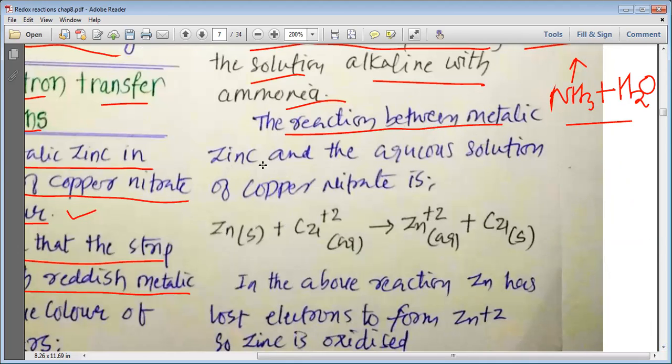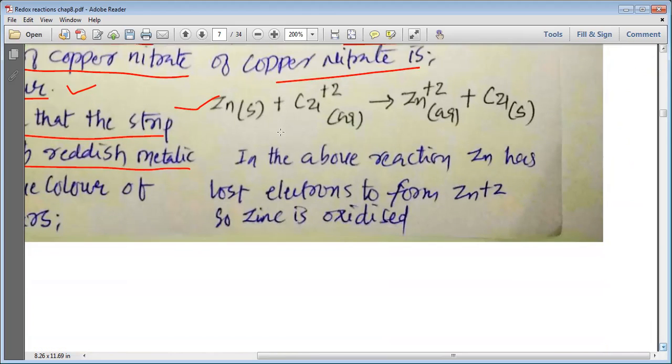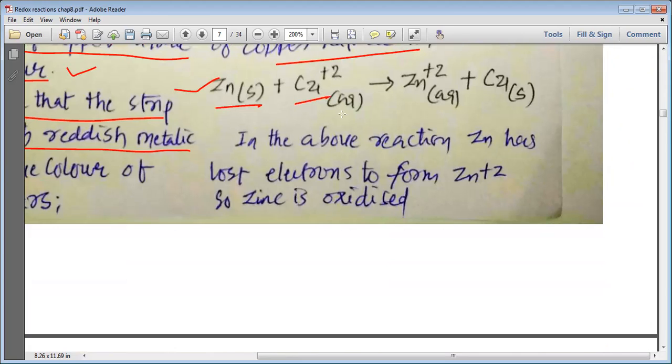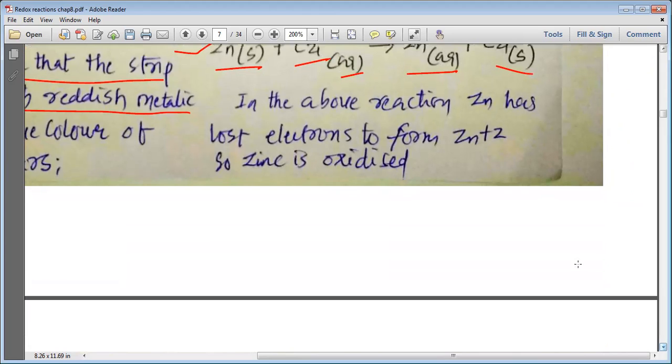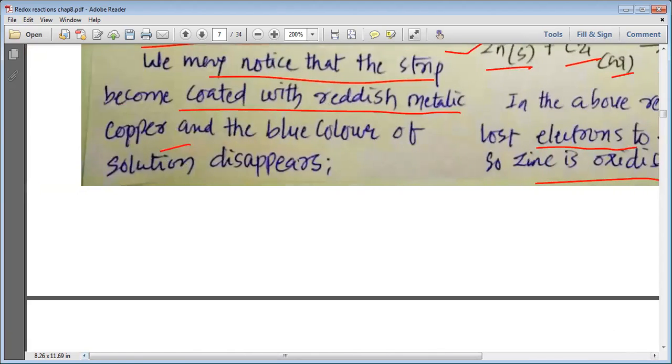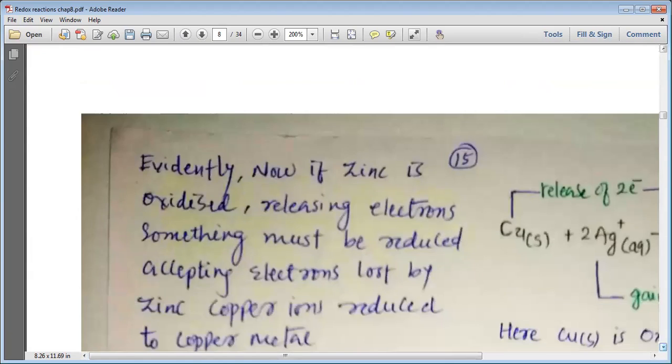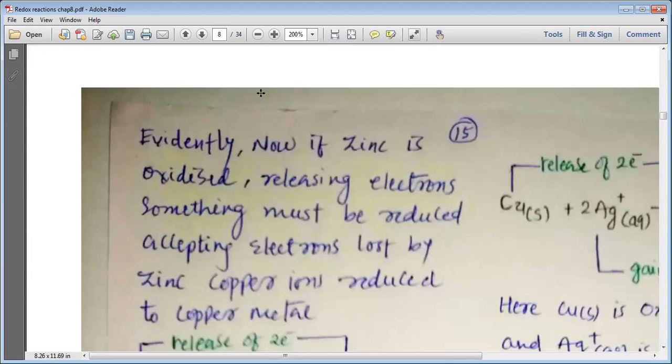The reaction between metallic zinc and the aqueous solution of copper nitrate is written over here. You can see that I have already written these reactions for you: Zn solid reacts with Cu2+ aqueous ions, and thus Zn2+ ions are produced and copper is deposited as a solid on the zinc rod. In the above reaction, zinc has lost electrons to form Zn2+, so zinc is oxidized. Zinc goes from Zn solid to Zn2+, so zinc has lost 2 electrons, and that is why zinc is being oxidized.